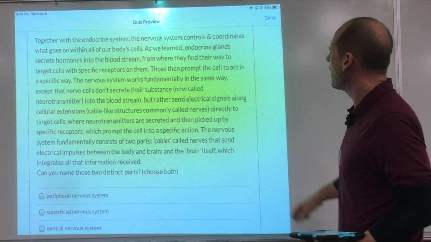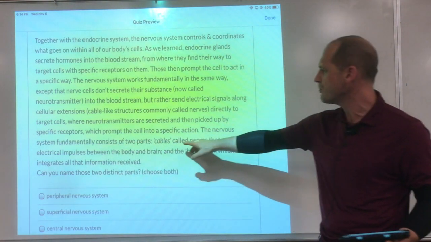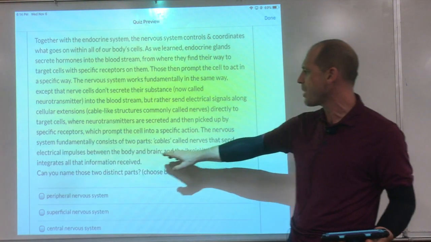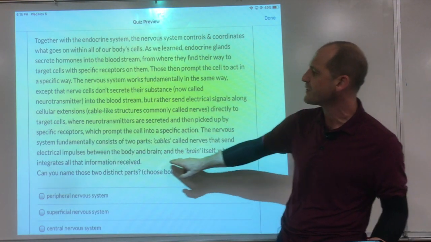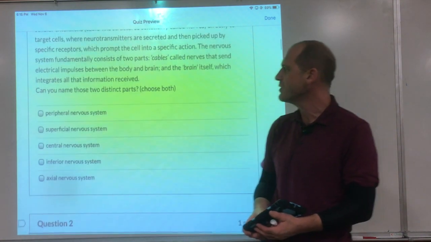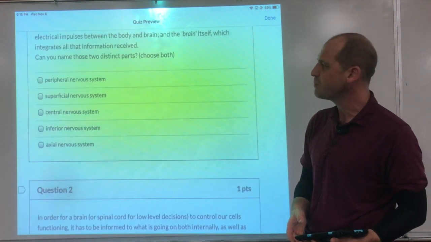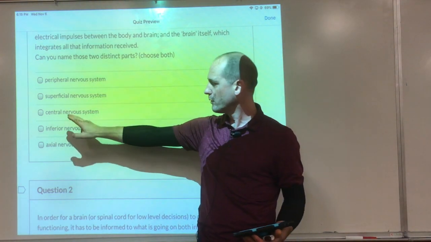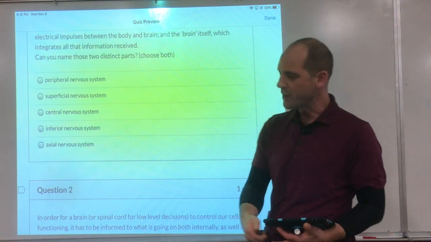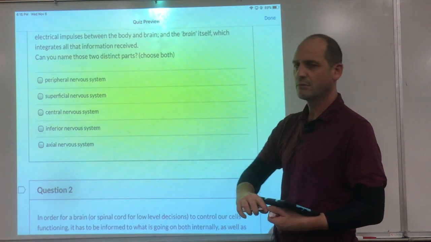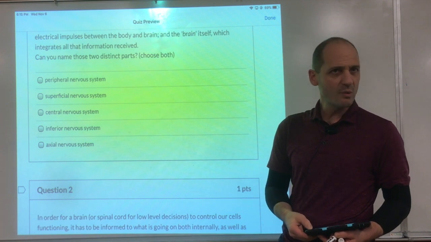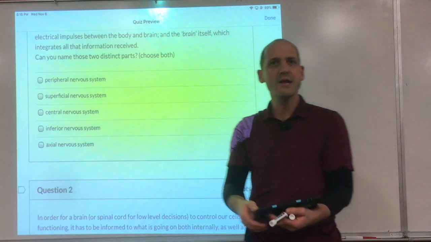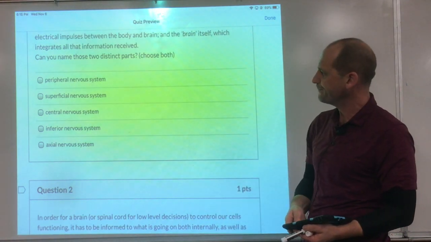What do I want from you? The nervous system fundamentally consists of two parts: the cables, the nerves, which carry the electrical impulse between the body and the brain, and then the brain itself, which integrates all the information that we receive. Can you name what we call those two distinct parts? So the peripheral nervous system is what? The brain or the cables? The cables. That's out in the periphery. And the central is the brain and also the spinal cord.